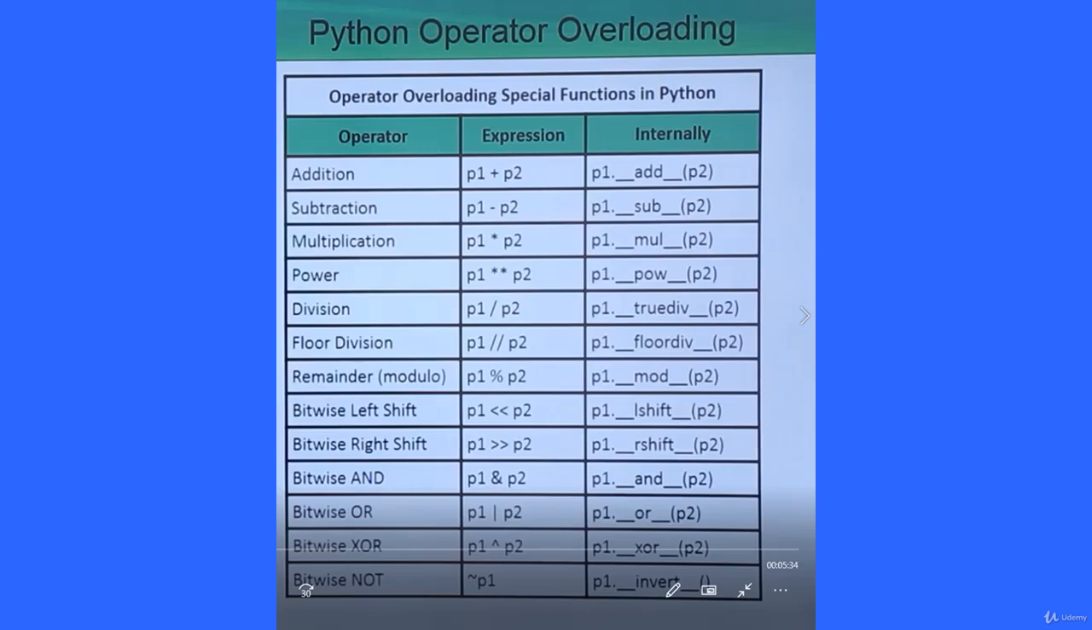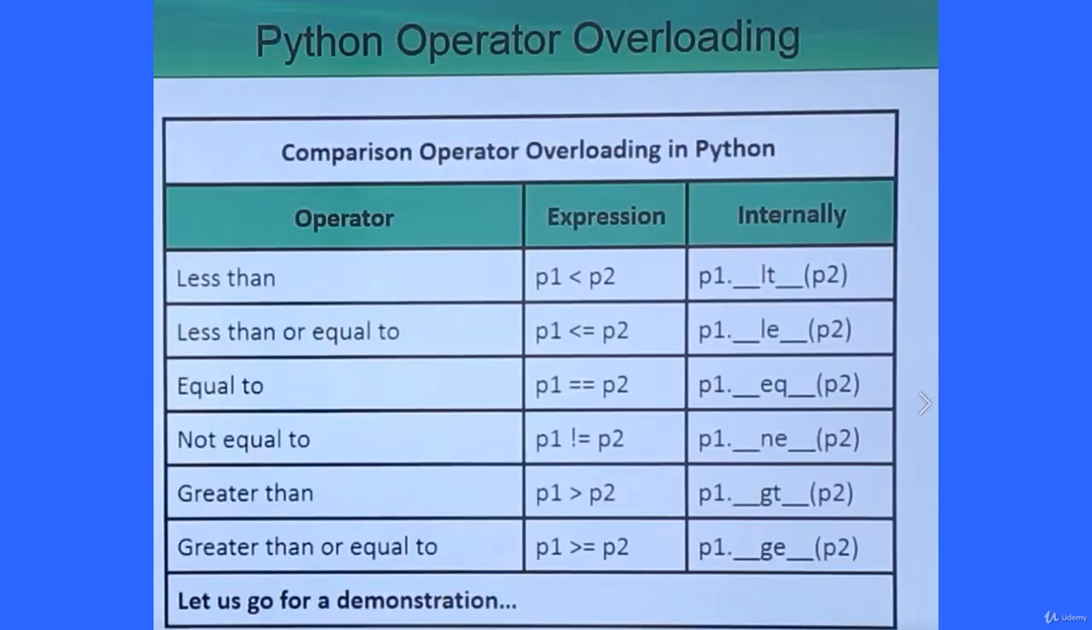So here we are having the list. You can easily check that we have given the operators, then the expression, and internally which operator overloaded method is getting called. That has been listed in this table in the third column. Here we have less than. So here we have comparison operator overloading in Python.